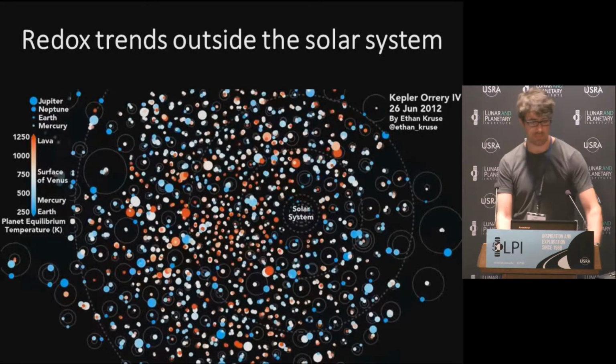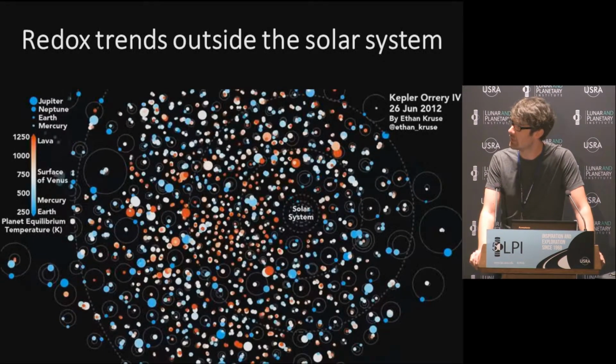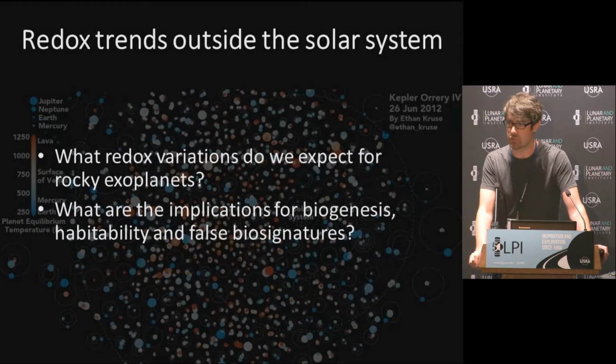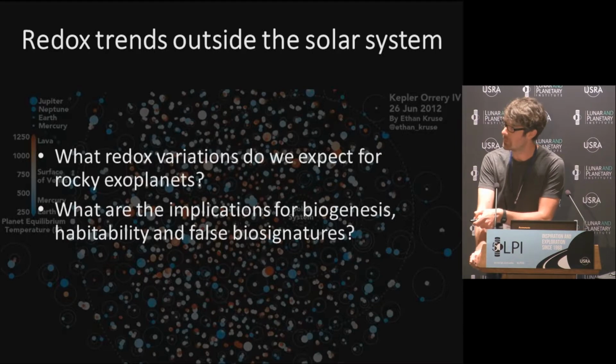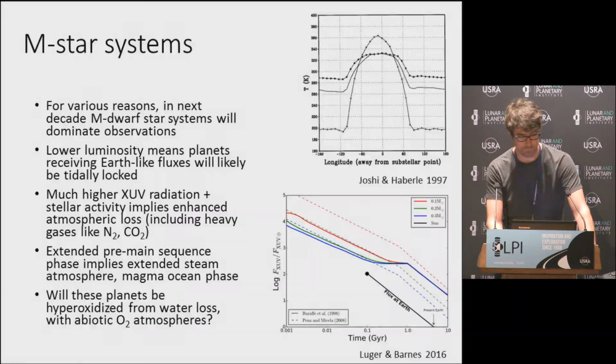So I think what's doubly exciting about the current era is that we now have the potential, which we never had previously, to expand our understanding of these trends by looking at a diverse array of exoplanet targets. Furthermore, we may be able to use our understanding of redox variations to start to think about implications for life and for biospheres, including the search for potential false biosignatures. So let's talk about redox now outside the solar system.